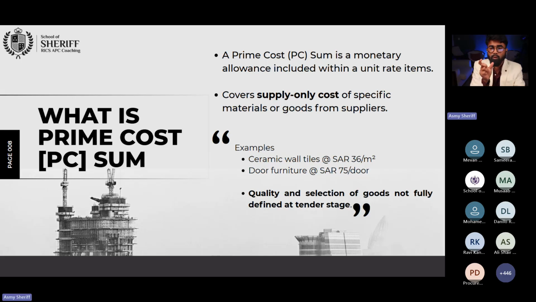So prime cost means simply supply only cost. For certain items, he is going to insert it, dear contractor, please put only your supply. Based on my selection, your installation cost may be different, your other cost may be different, so that we will deal with at the time of execution. So he is going to put some kind of certain rates in that BOQ. So for this one, for what? Supply only.